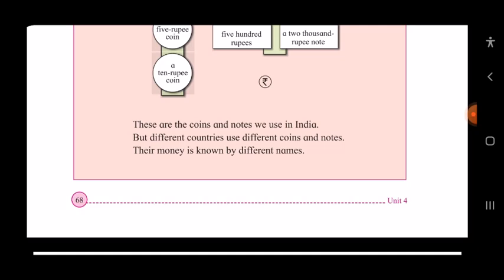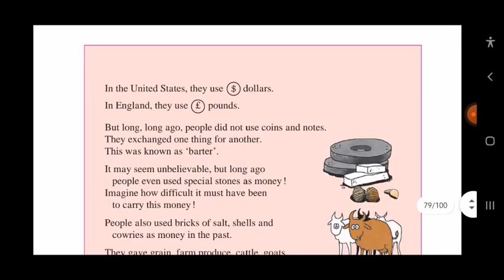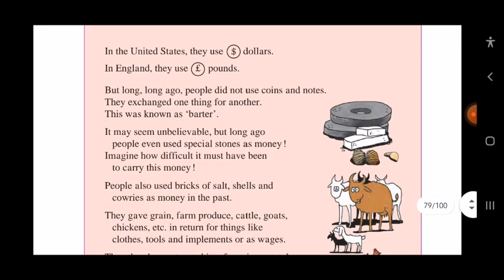In our country, we call it rupees. In other countries, they call it by other names. We'll see that further. In the United States, they use dollars. In England, they use pounds. Just as I told you, they call money by different names. So in the United States, they call it dollars, and in England, they call it pounds.